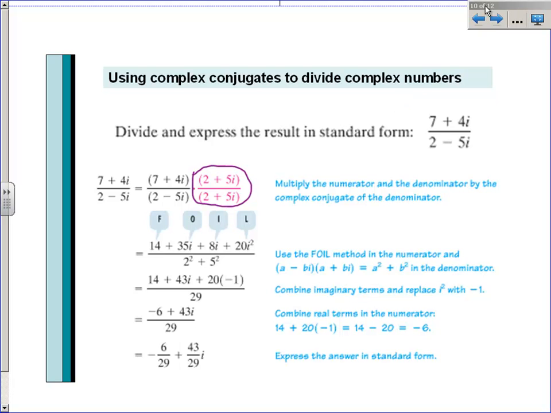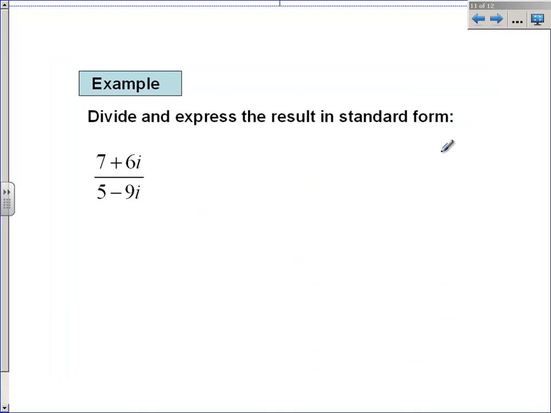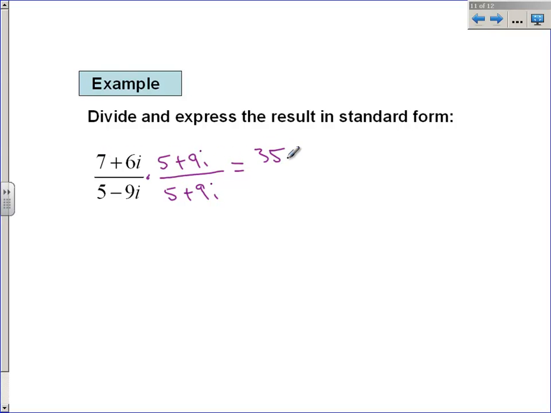So let's see this at work. Divide and express the result in standard form. So what we're going to do is multiply the top and bottom by the conjugate, which is 5 plus 9i over 5 plus 9i. Now let's FOIL. 7 times 5, 35. 7 times 9i, 63i. 6i times 5, that's 30i, and 6i times 9i is plus 54i squared. I'll fix that in a minute, the i squared part.